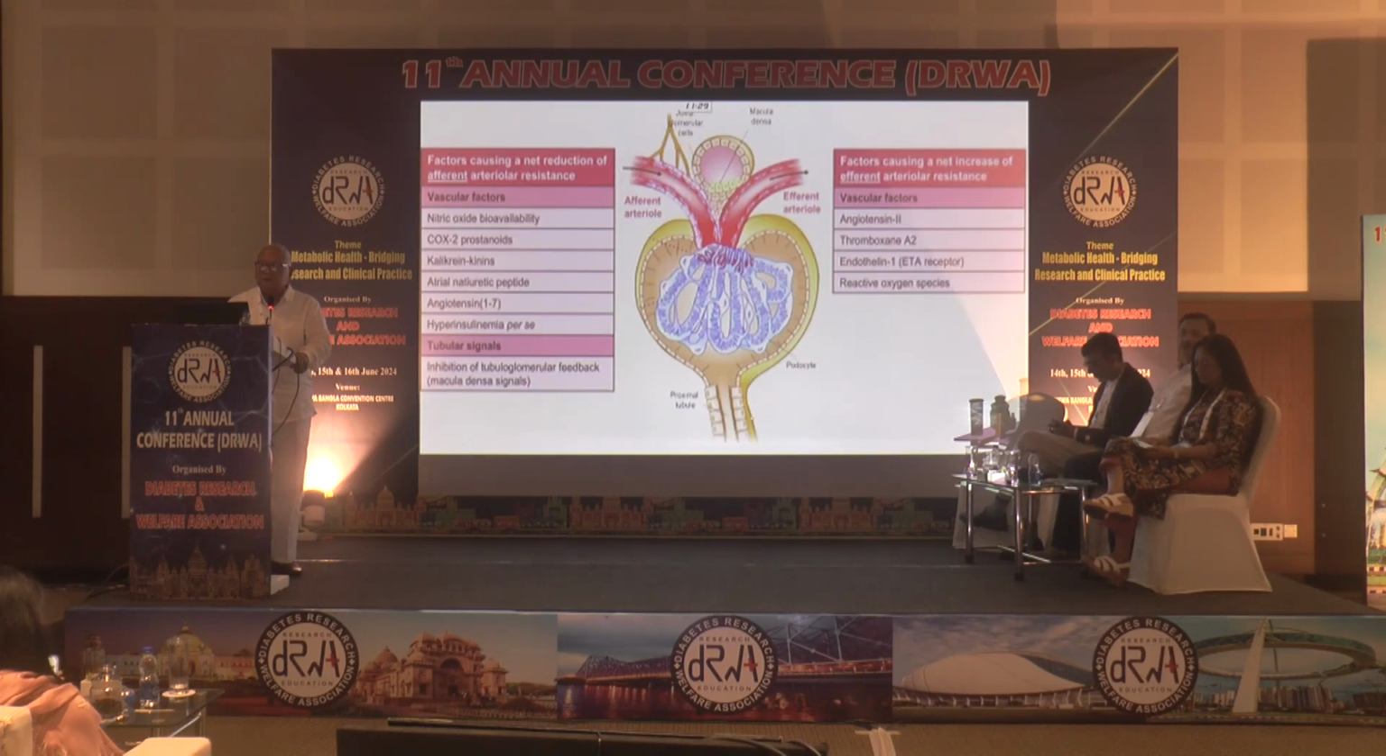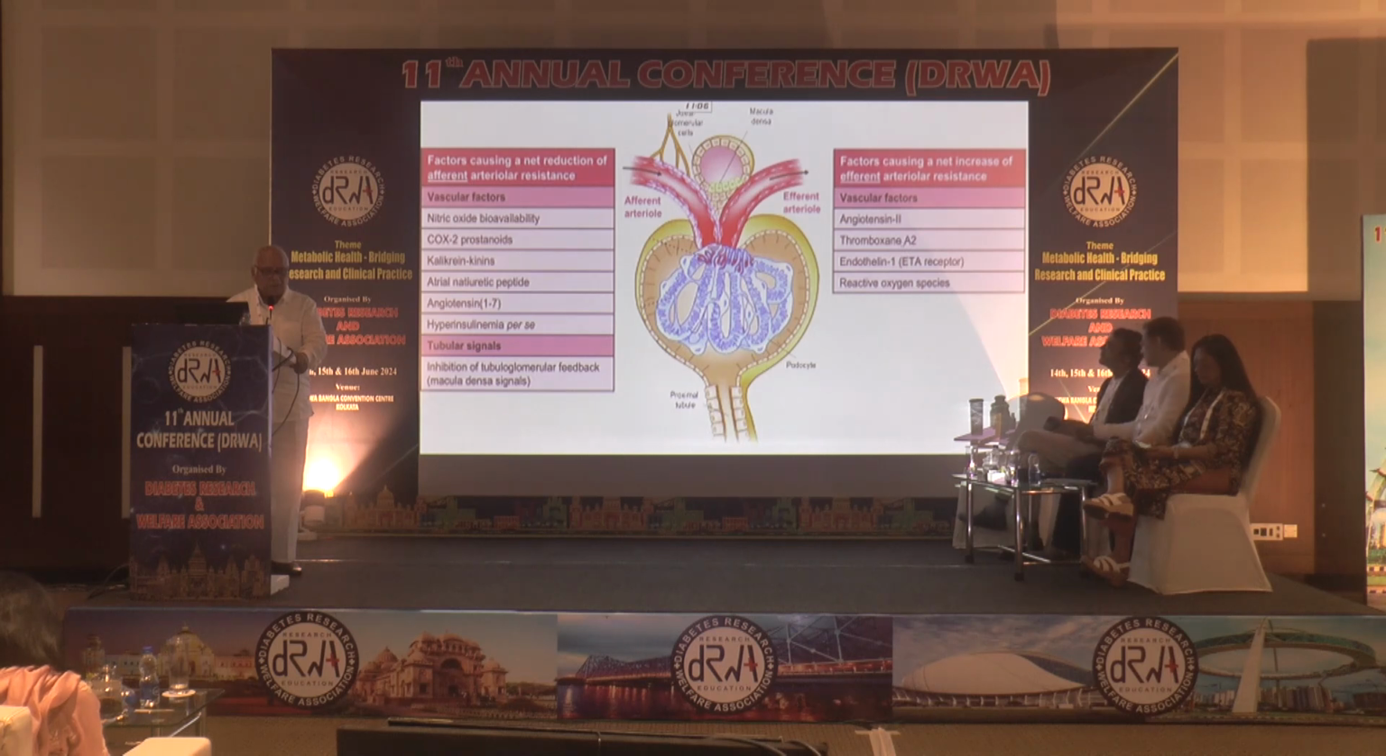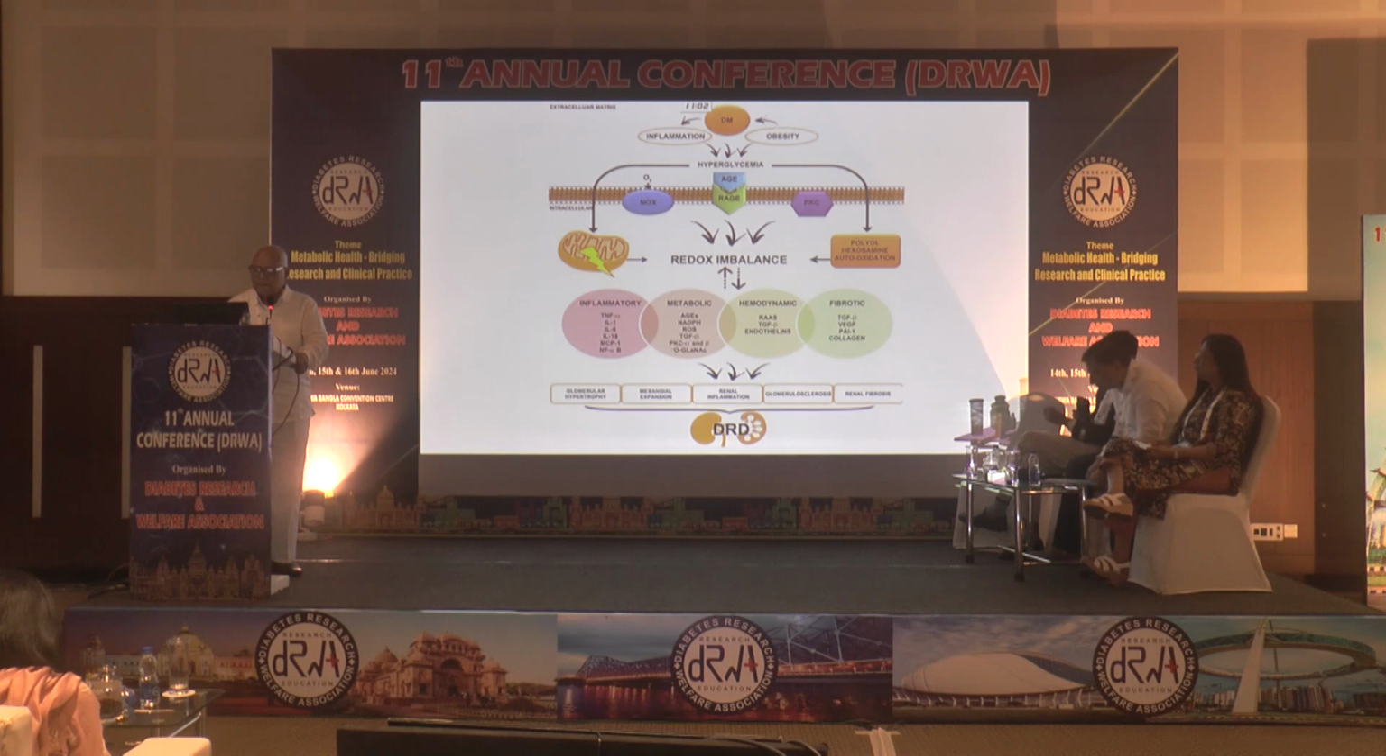So the factors which regulate are the vascular factors like nitric oxide, COX-2, kallikrein, kinin, ANF, angiotensin, tubular signals, and then also factors causing the net increase of efferent arterial resistance: angiotensin 2, thromboxane A, endothelin. All these molecules have been used in treatment of diabetic nephropathy, and that's the importance of knowing these molecules.